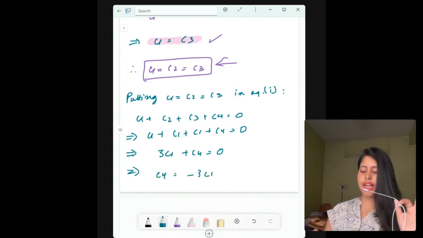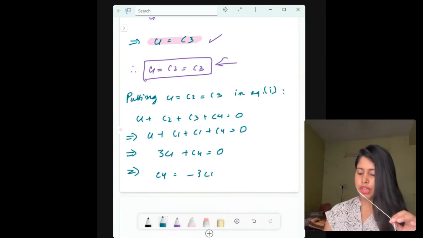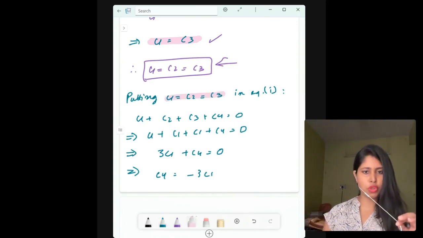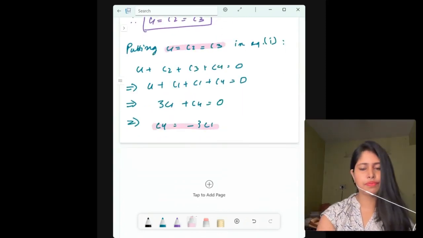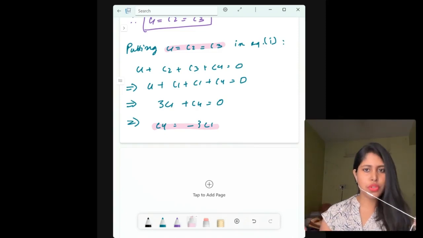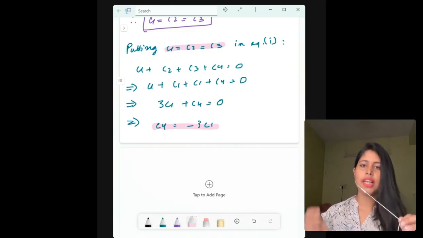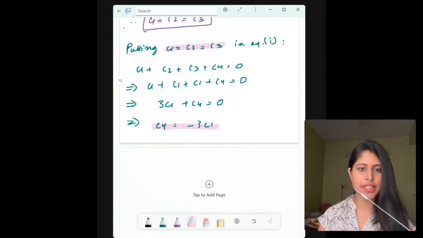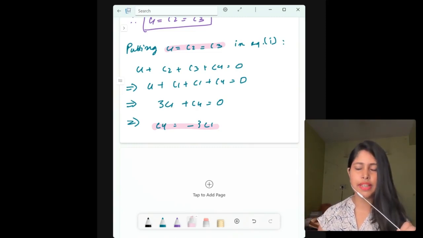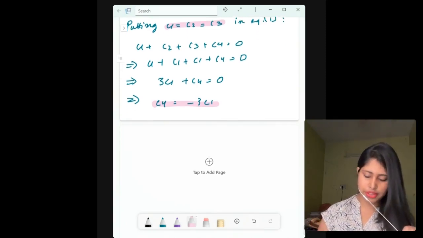Then we can compute it to be C4 equals minus 3C1. Okay, so here as you can see, we have got a relation between C1, C2, C3 and C4, right? This is getting easier because C1 equals C2 equals C3, and C4 equals minus 3C1. Now if we let C1 equals C2 equals C3 to be K, then C4 equals minus 3K, right? Now we will check whether this is holding true. That is the verification, right? Then we can say these are linearly dependent vectors. Now let us see, how do we write it?